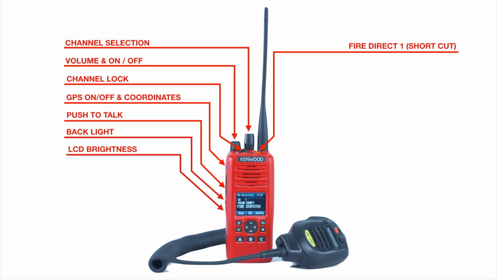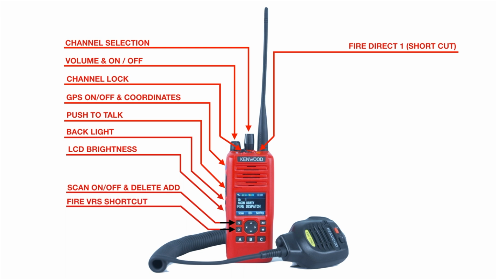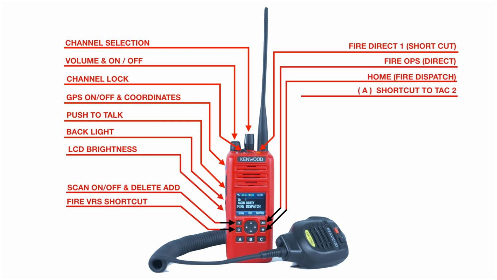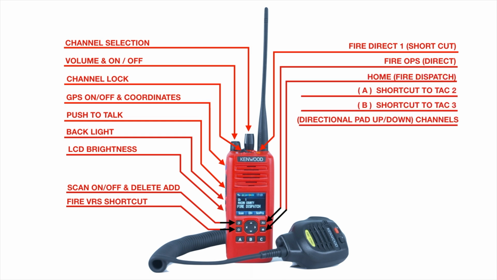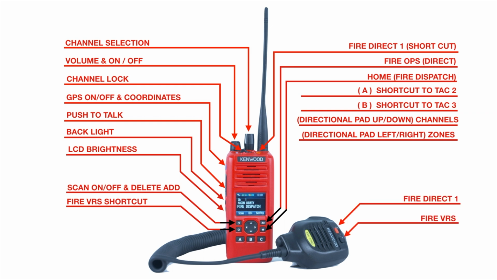On the face of the unit is your scan, with a short press turning it on and off, and a long press toggling delete, add, VRS shortcut key, shortcut to fire ops, shortcut to TAC 2, shortcut to TAC 3, and your directional pad when used. Up and down changes channels, and left to right changes the zone. And a quick look at the lapel mic. Your orange button is a shortcut to fire direct 1, and black for fire VRS.